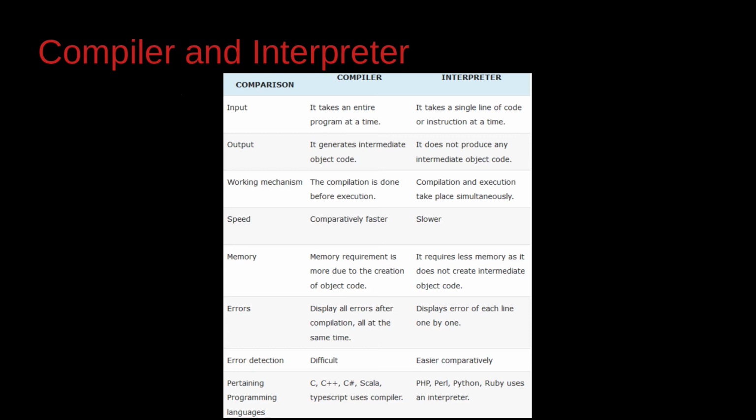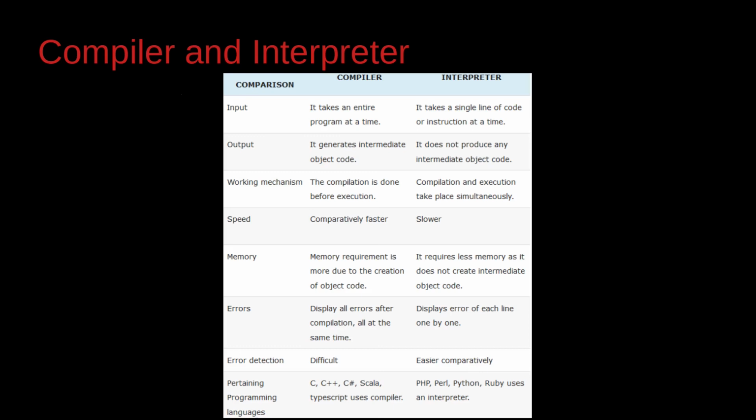Speed. Compilers are comparatively faster than interpreters. I guess this is a given, considering that it needs to compile and execute one by one. Memory. Compiler needs more memory because it is creating an object code, while in the case of interpreters, it's not creating anything. So that's why interpreter requires less memory.